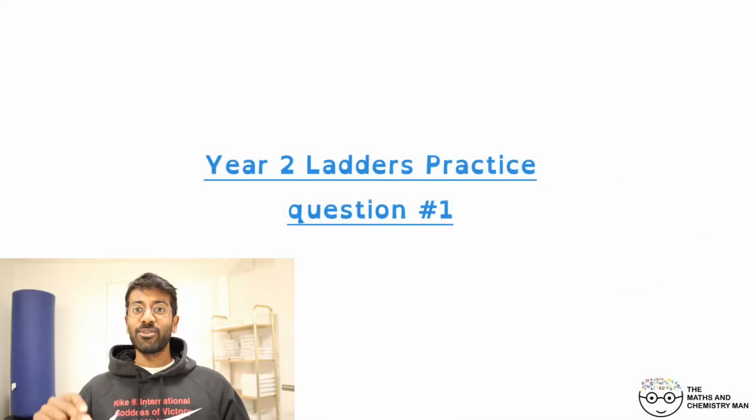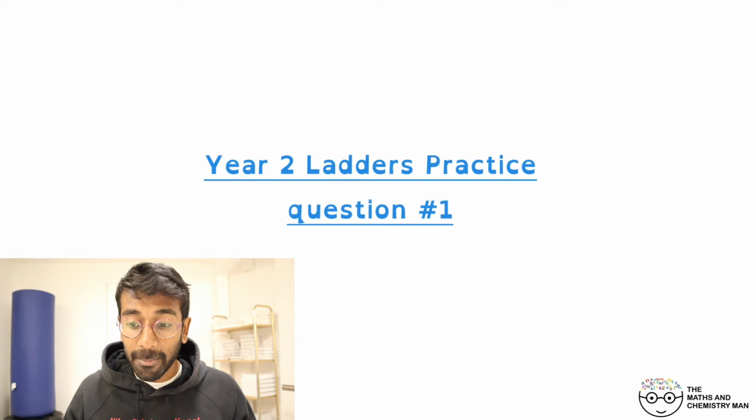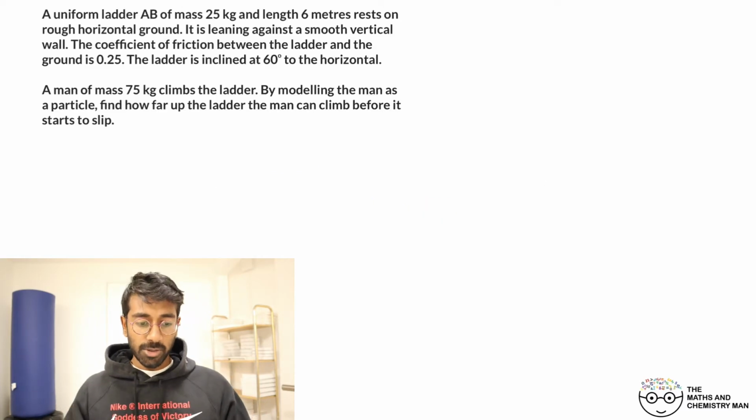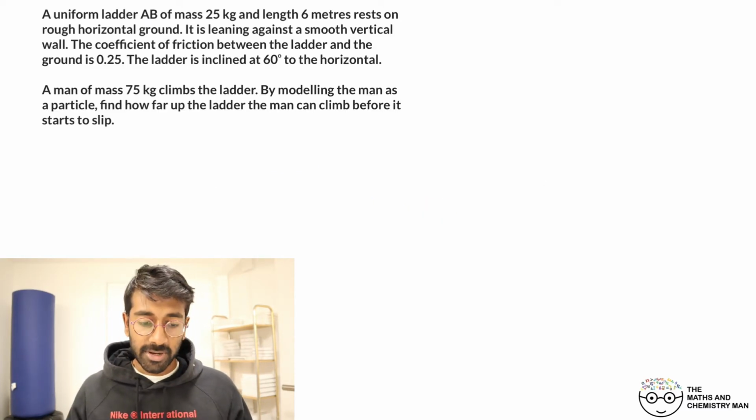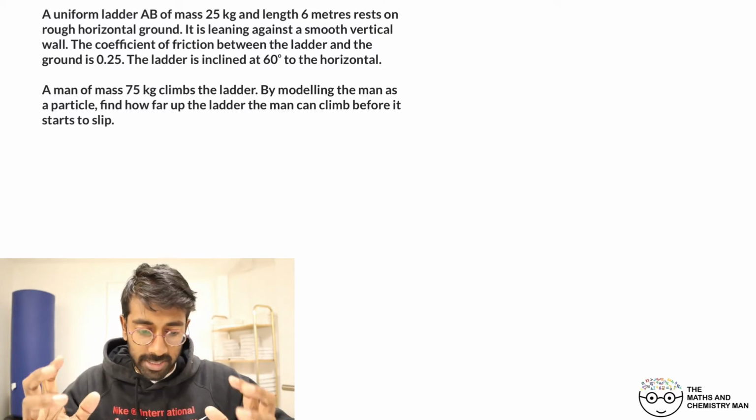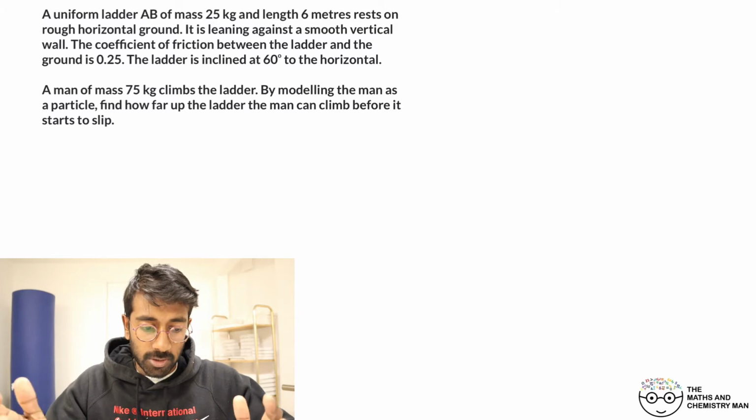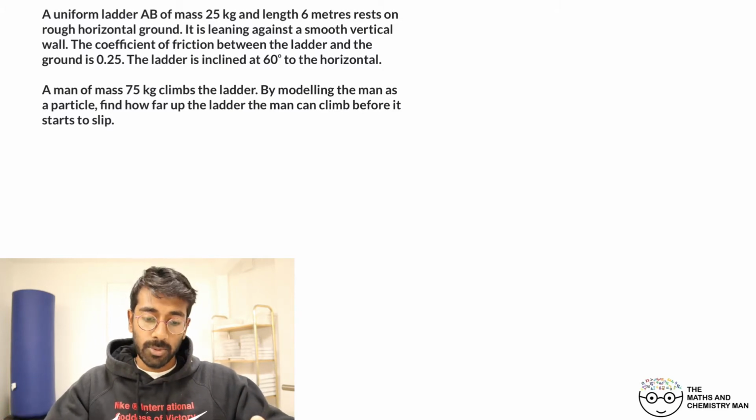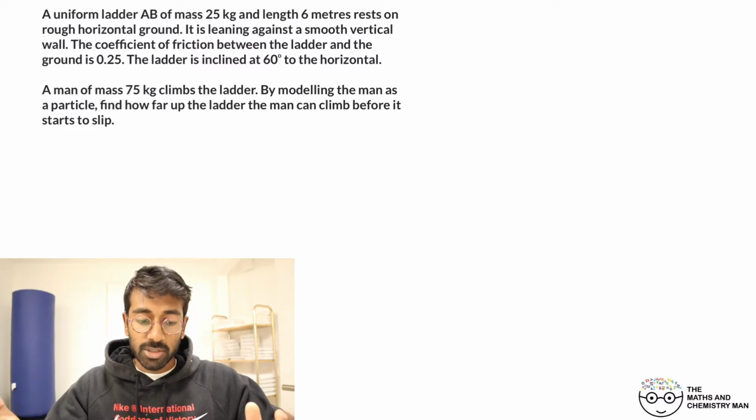Okay, we've got ladders, and here it is, question number 1. So we've got a uniform ladder AB of mass 25 kilograms and length 6 meters, rests on rough horizontal ground. It's leaning against a smooth vertical wall. The coefficient of friction between the ladder and the ground is 0.25. The ladder is inclined at 60 degrees to the horizontal.